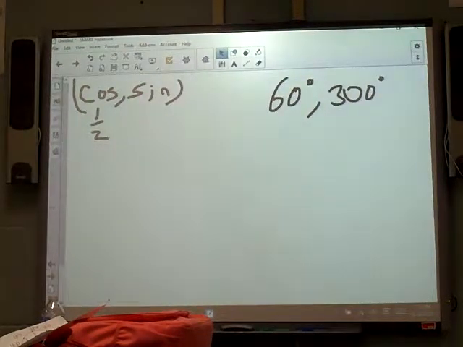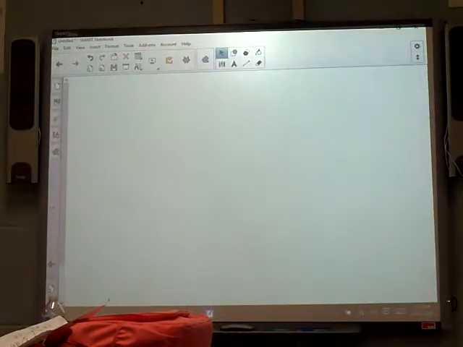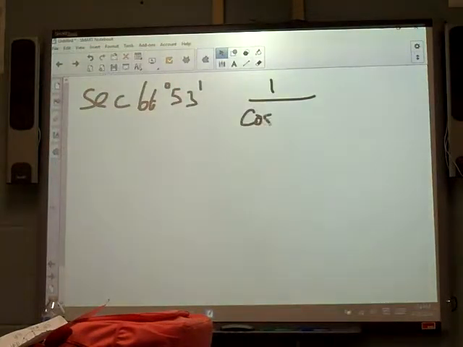Alright, number 9, we had one like this on the first page. The secant of 66 degrees and 53 minutes. Says use your calculator. Secant's not on our calculator, so it's the reciprocal of cosine. So you're going to do 1 over the cosine of 66 degrees and 53 minutes. What'd you get on that? C. C is correct, Mundo. Good job.